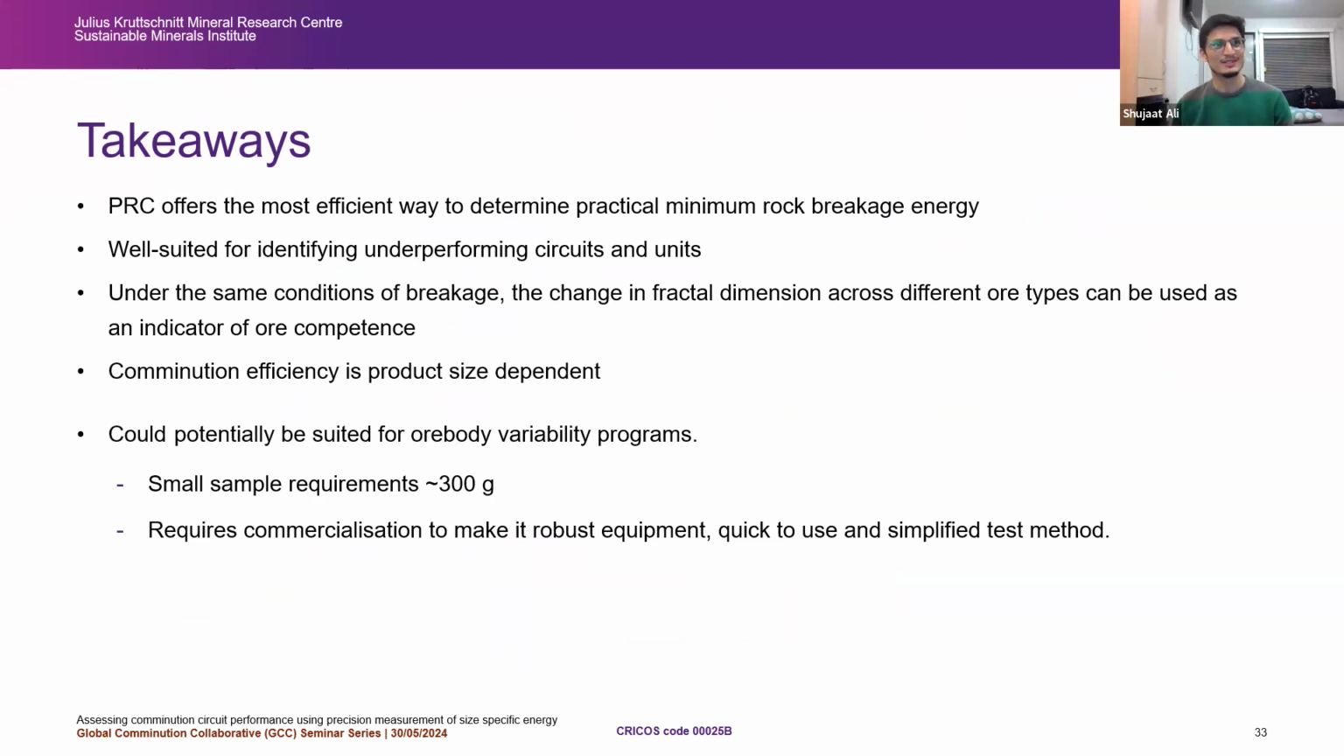Well suited for identifying underperforming circuits and units. If we use this method and determine site-specific energy, we can definitely do that. Under the same conditions of breakage, the fractal dimension can be used as an indicator of ore competence. As I said, that fractal dimension may indicate a lot about your coarse ore, and of course, ore competence. Also, I showed how comminution efficiency was product size dependent.